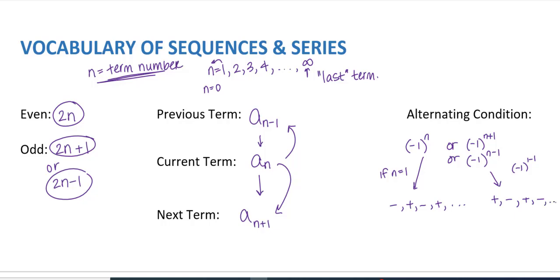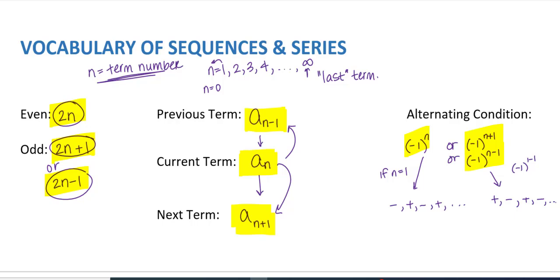Okay, so I have different options, and these aren't certainly your only options for an alternating condition, but hopefully the idea of the alternating condition makes sense to you. So we have our alternating conditions on there. We have our next term, current term, previous term, and I have how to represent odd numbers and even numbers.